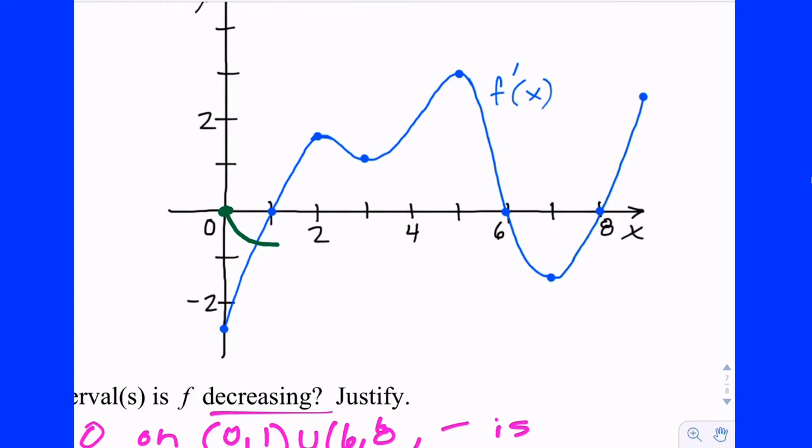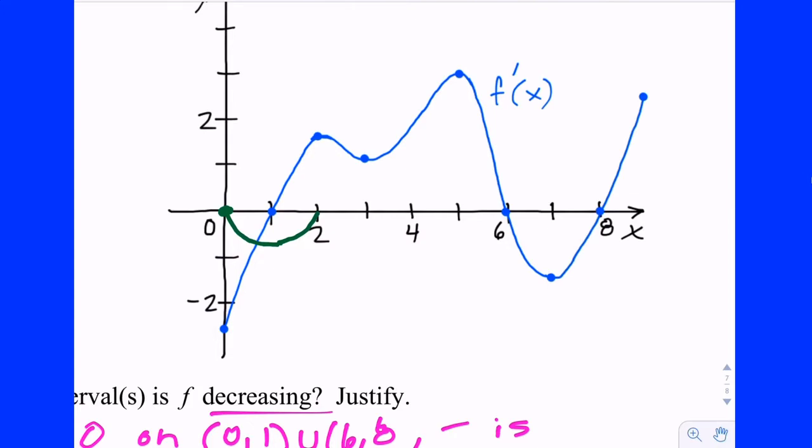Now from 1 to 2, positive y values mean increasing. In fact, from 1 to 6, all my y values are positive, right? So from 1 to 6, I'm going to draw it going uphill. And all I need to do is figure out how I'm going uphill by looking at the slopes. The slopes will tell me if it's concave up or down. Positive slope means concave up. So increasing, concave up to about 2.